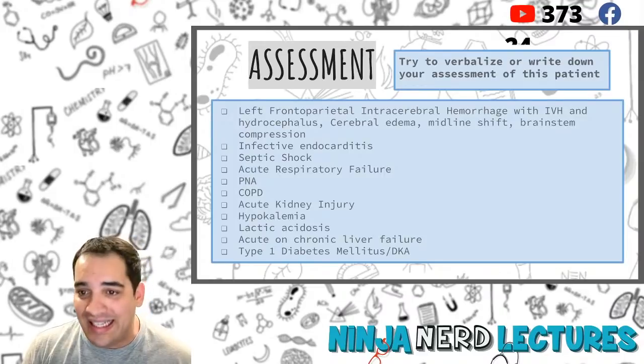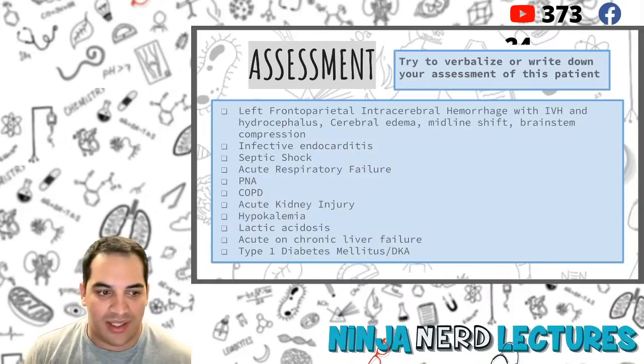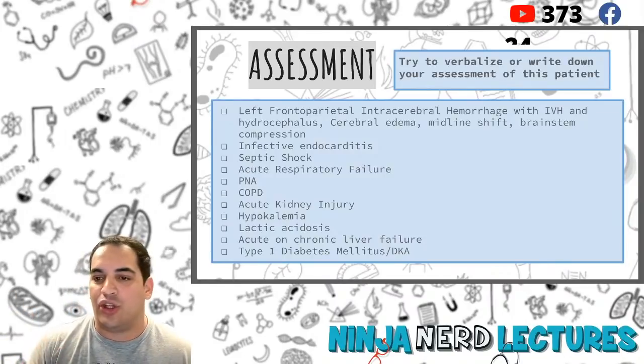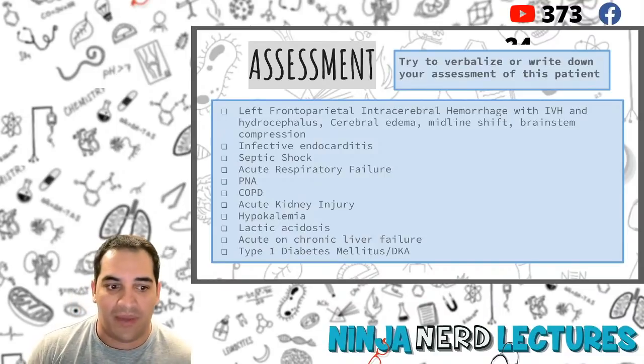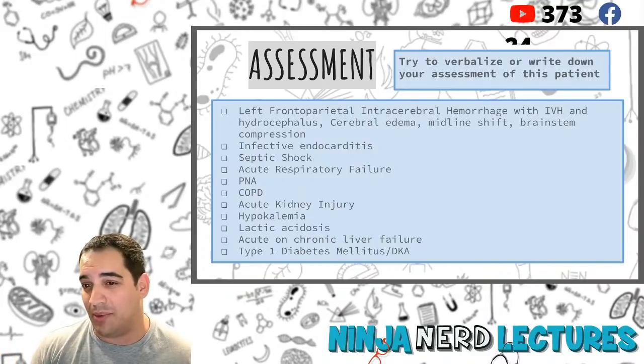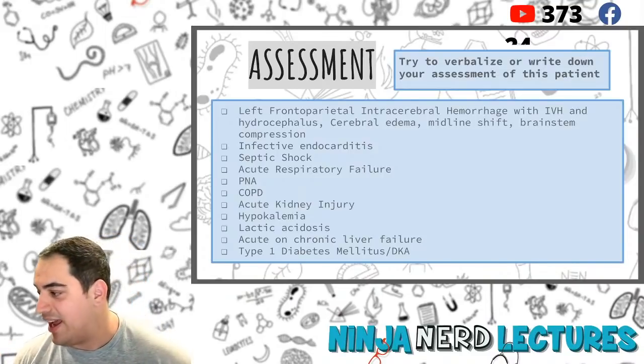He's got acute kidney injury. He's got hypokalemia. He's got lactic acidosis. If you wanted to add another one in there, he's also got rhabdomyolysis. He's got acute on chronic liver failure. And he's got type 1 diabetes mellitus. We didn't talk about this. Maybe we'll check a little bit later. Does he also have DKA?